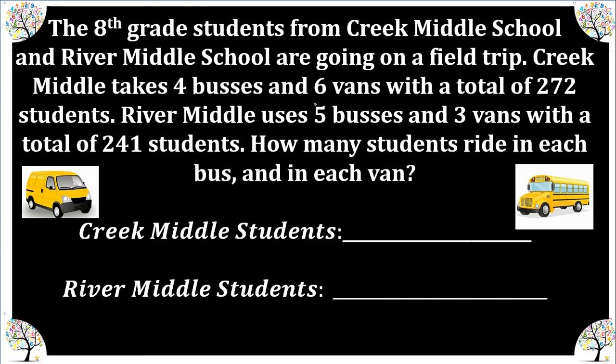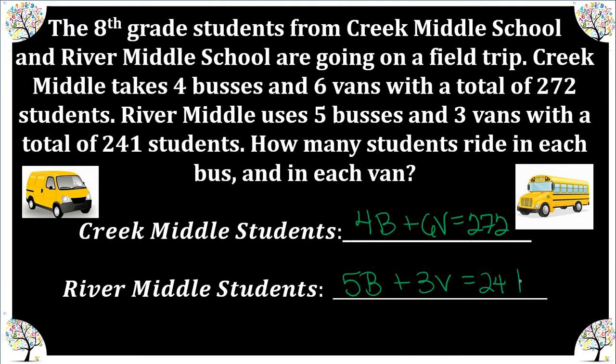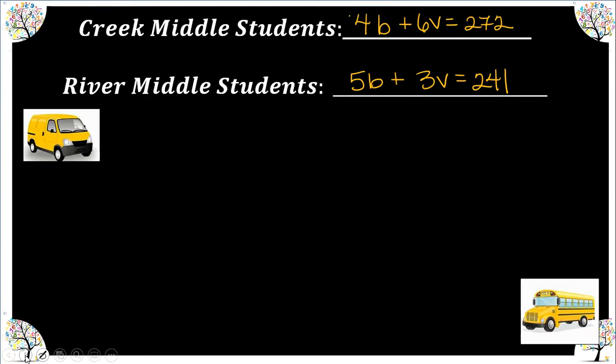So again, I don't really have a rate of change here, so I'm going to use standard form. Let's represent Creek Middle. So we have 4 buses plus 6 vans, and we have a total of 272 students. For River Middle, we have 5 buses plus 3 vans for a total of 241 students. So I have written these in standard form.